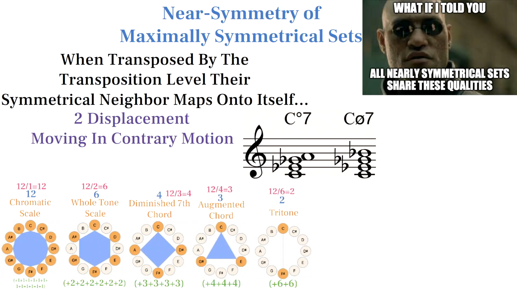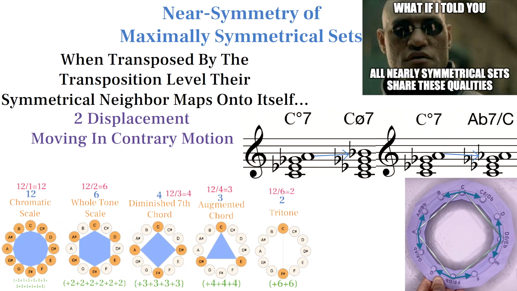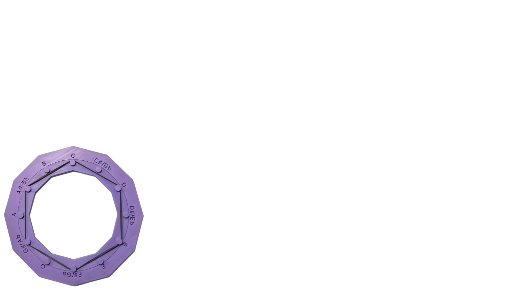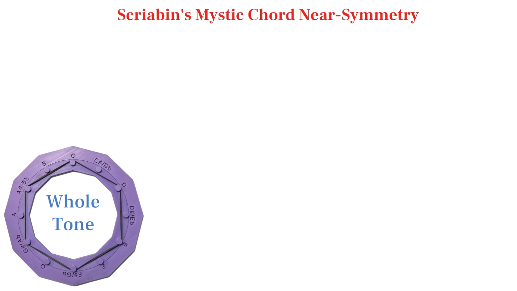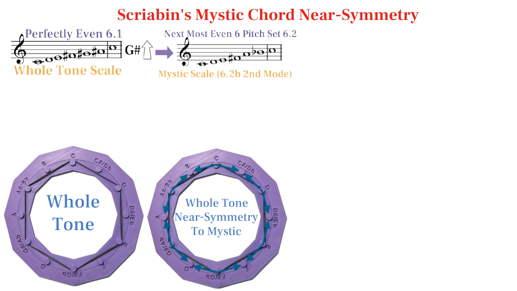Let's explore the nearly symmetrical neighbors of the maximally symmetrical sets. If we move a pitch from a diminished chord up, we get a half diminished 7th chord. And if we move a pitch down, we get the dominant 7th chord. Both are nearly symmetrical, just 1 semitone off the diminished 7th's maximal symmetry. The nearly symmetrical neighbor of the whole tone set is the mystic chord. The most well-known version of a mystic scale is to move the G sharp of a C whole tone scale up 1 semitone.